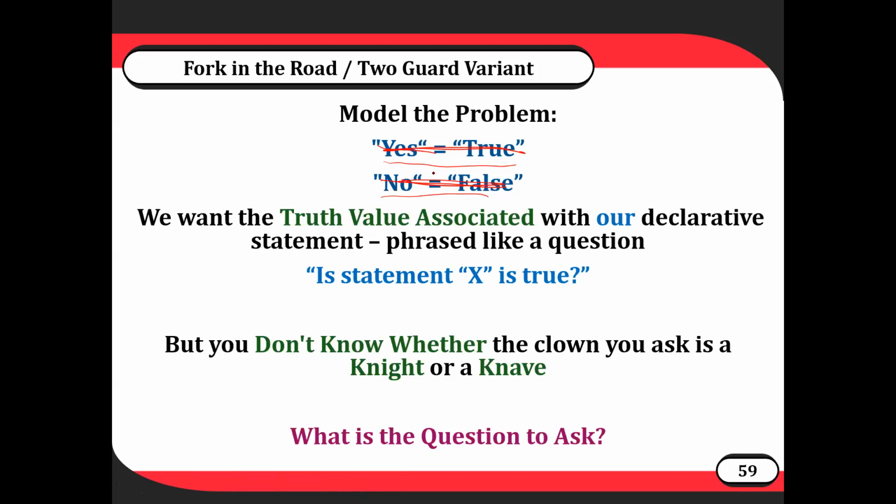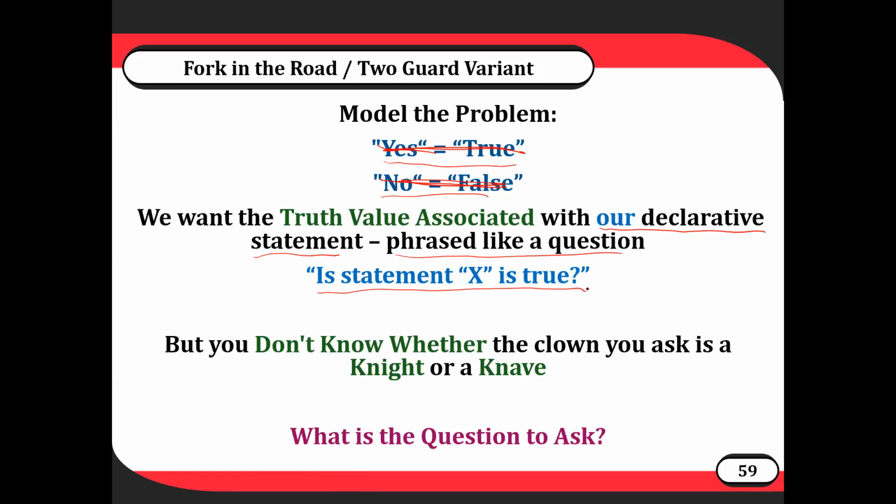But if they say yes and yes is correct, then that's a true statement. And if they say no and no is correct, then that's also a true statement. But if they say no and it's false, then it's false. So we want the truth value associated with our declarative statement, but we're going to phrase it like a question. So we're going to say, is statement X true?